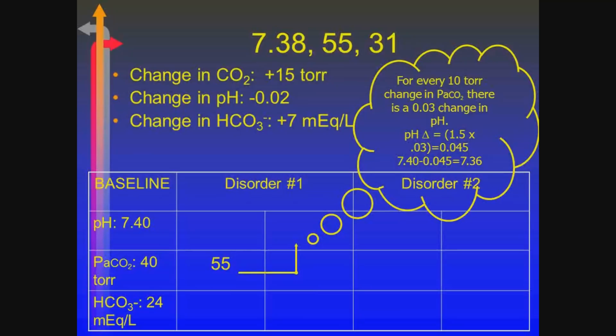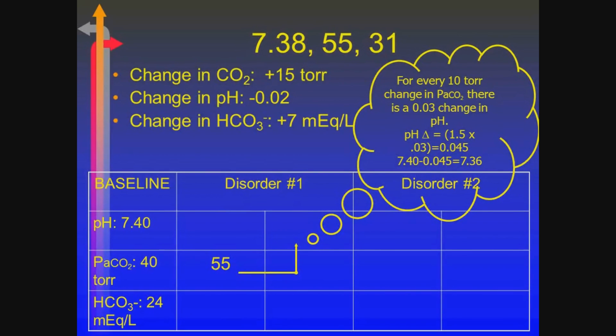I did it a little bit different here. I just divided that 15 by 10, which is what you're going to end up doing anyway. So 0.03 times 15 divided by 10, 0.03 times 1.5, just so you can see where I got that number from. If you were to do it the longhand, because all this is a ratio: if 10 torr is going to move that pH 0.03 units, how much will 15 move it?